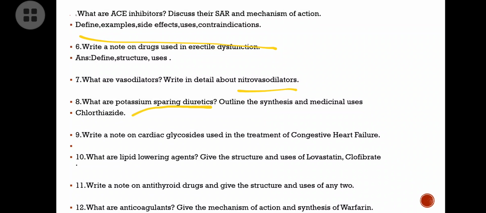Potassium sparing diuretics and chlorothiazide, they have asked synthesis and medicinal use. See, directly they have asked the synthesis. So you write the synthesis of the chlorothiazide and also maintain the side effects and uses.